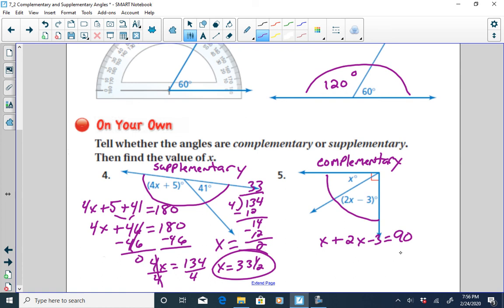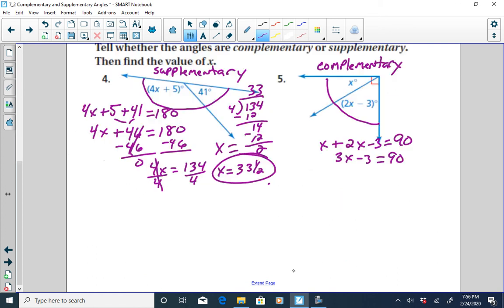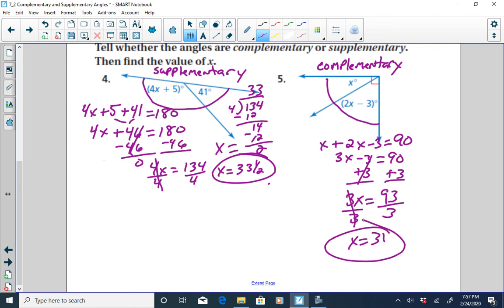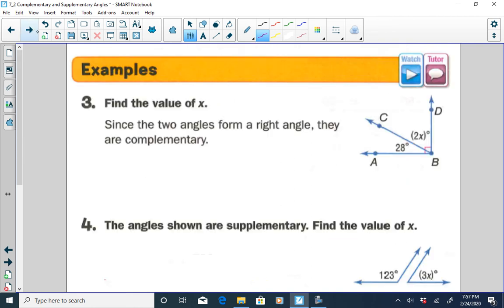And I want to set that equal to 90, because the sum of those two angles has to be equal to 90. I have like terms because I have variables on the same side of the equation. So 1x and 2x is going to be 3x minus 3 is equal to 90. To solve that equation for x, we'd add 3 to both sides of that equation. We wind up with 3x equal to 93. Divide by 3, divide by 3. They cancel. x is going to be equal to 31. All right. A few more examples that we'll do.